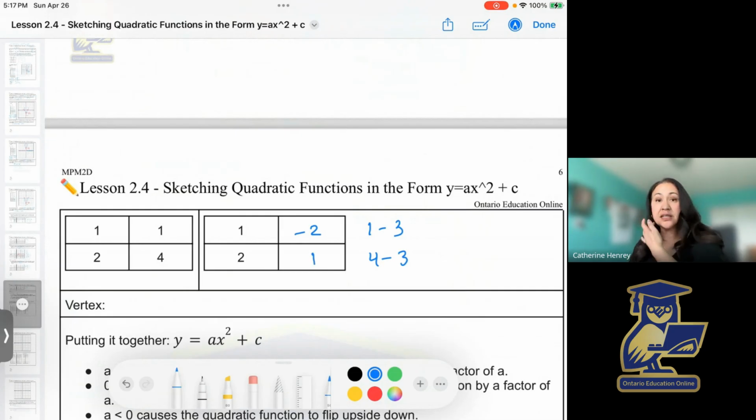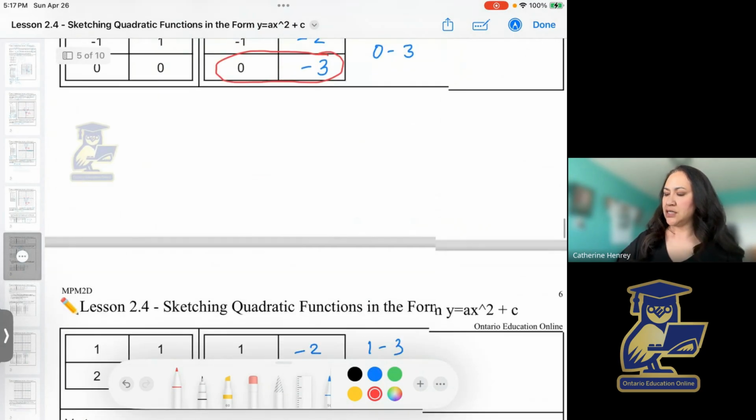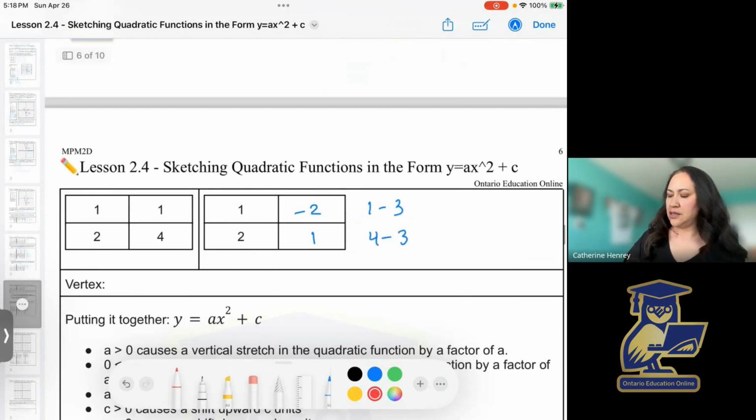Looking for the vertex again, that happens when our x value is 0, and that happens right here. So if I fill in for the vertex, it's going to be (0, -3).